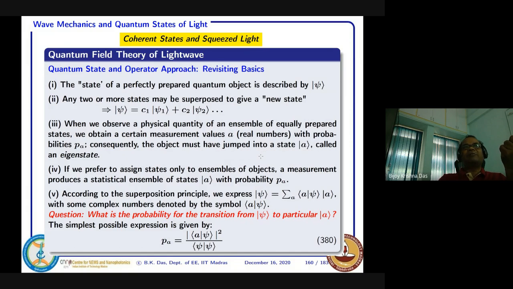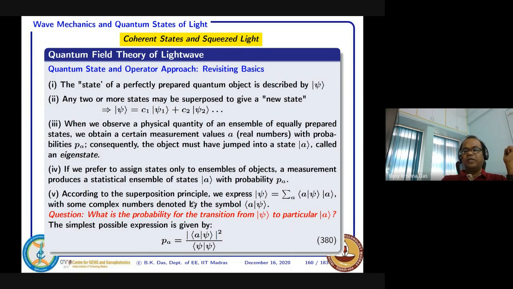When I say probability PA, that means each time you prepare your entire system in the same way, measure, and then prepare again and measure again and again, and then the probability of finding A is PA. But once you measure A, the state becomes the wave function ket A. That is one of the axioms of quantum mechanics: once measured, it collapses into an eigenstate. If we assign states only to an ensemble of objects, a measurement produces a statistical ensemble of states A with probability PA.